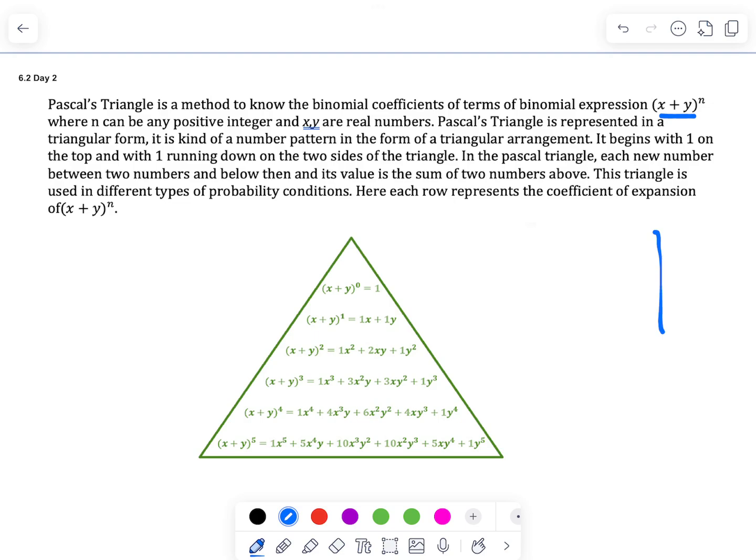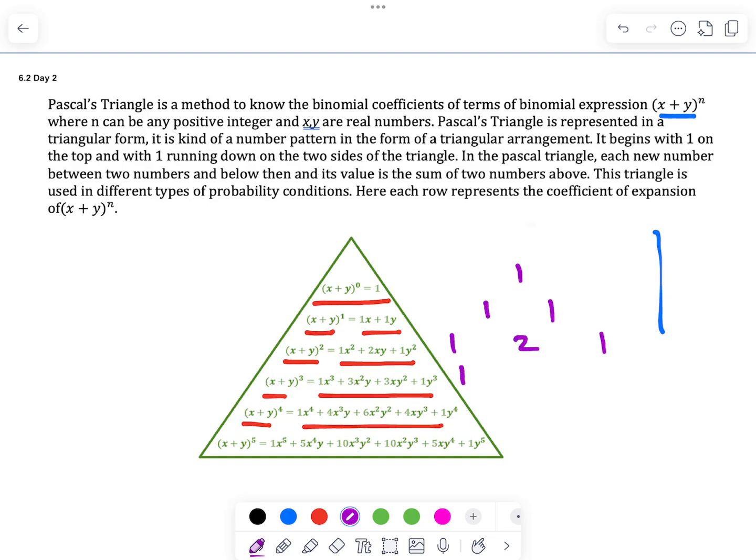So here is x plus y raised to the 0. Here's x plus y raised to the 1, which is x plus y. If we expand out x plus y all squared, we get that. And notice the coefficients are 1; 1, 1; 1, 2, 1; 1, 3, 3, 1; 1, 4, 6, 4, 1; and then 1, 5, 10, 10, 5, 1.